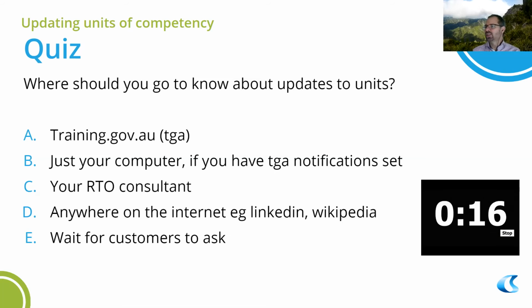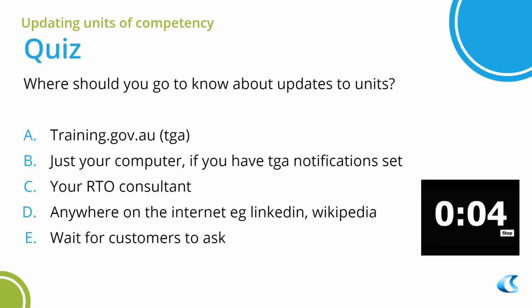Where should you go to know about updates to units? A. We've got an A being suggested. Training.gov. Yeah. Do you have audio? Sorry, I just unmuted. Yes, training.gov is where you go to check. That's the one.